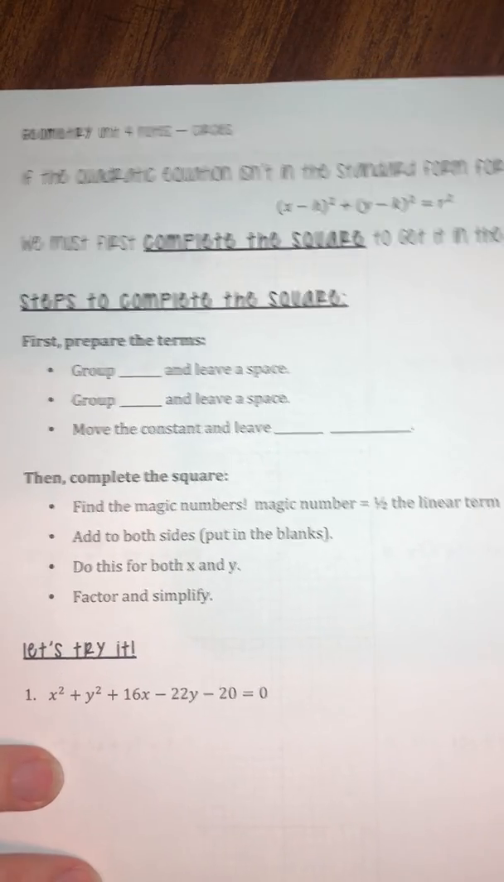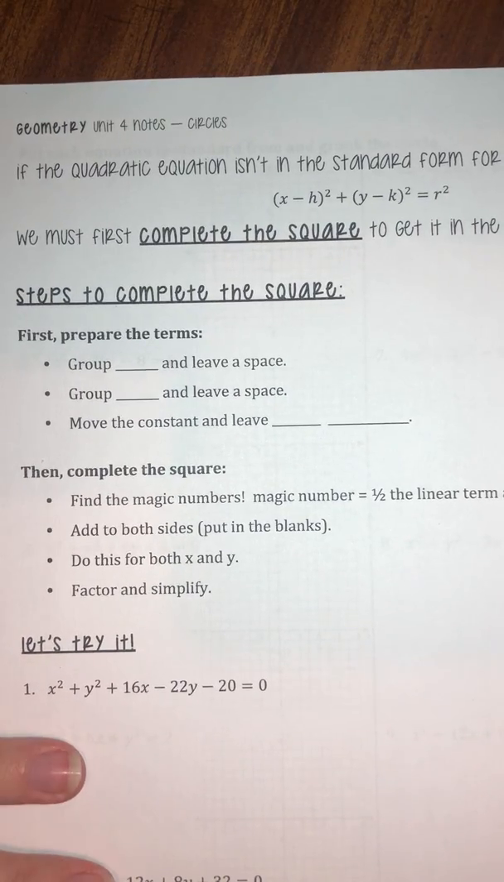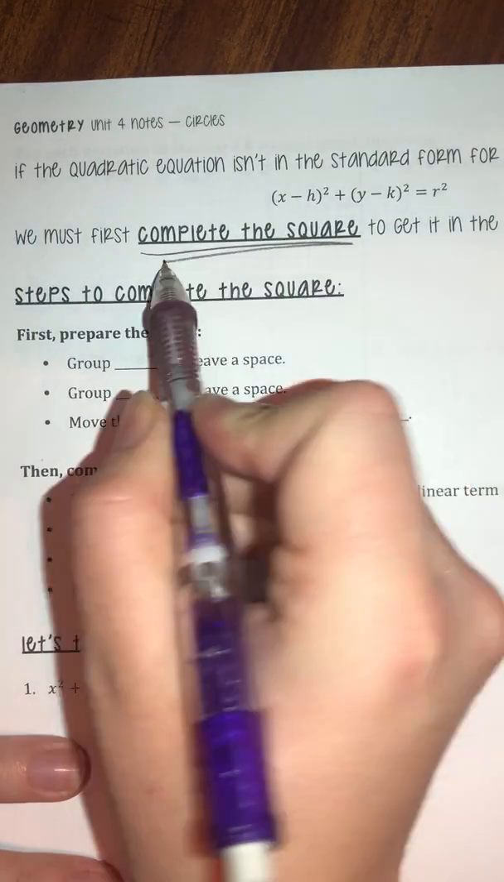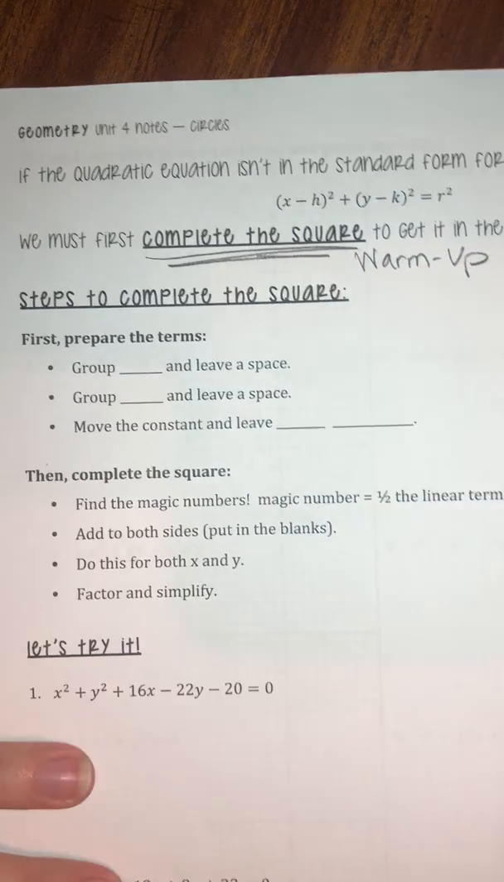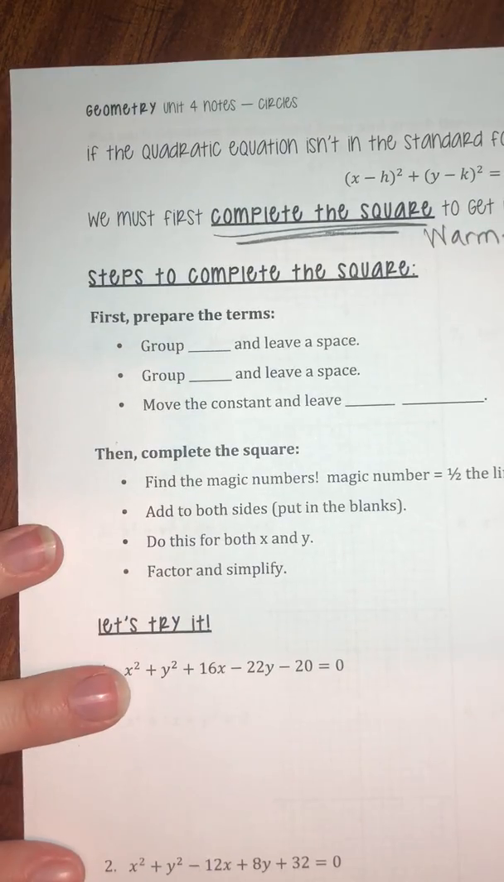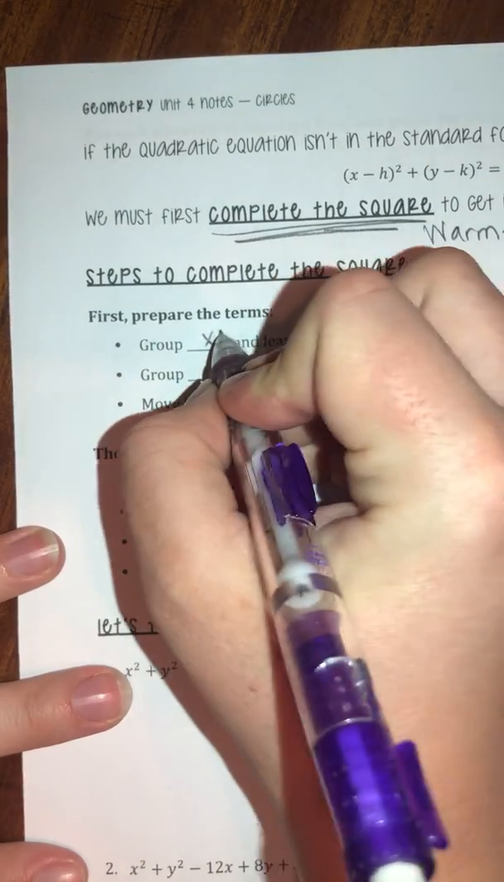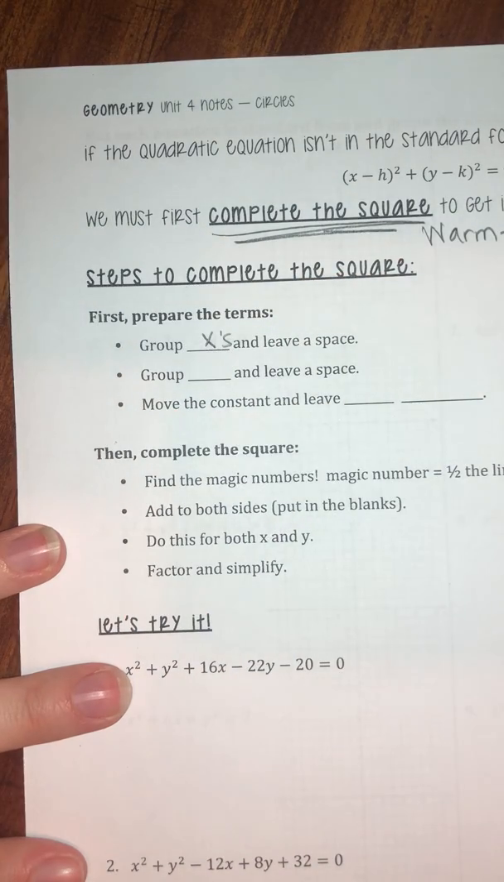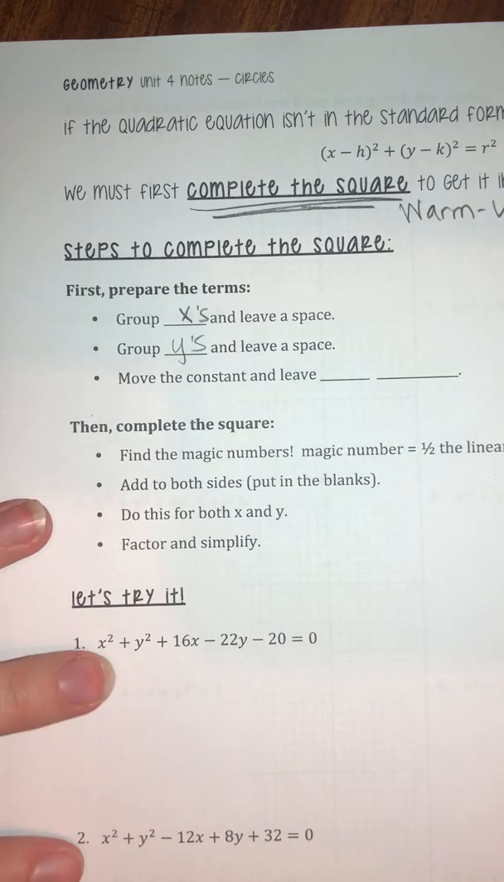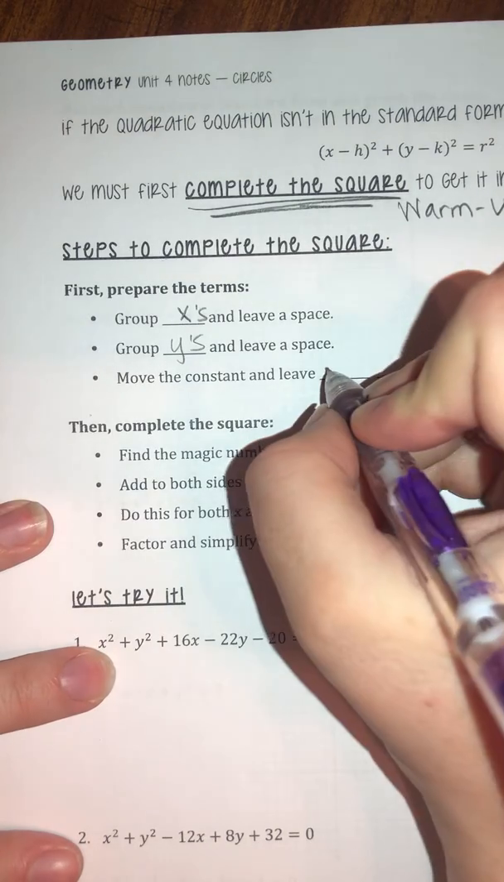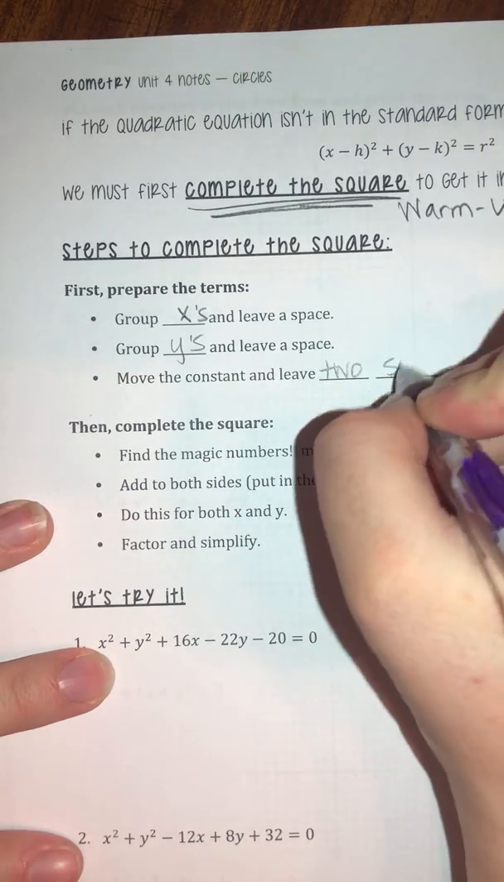So on the next page, page 16, it talks about completing the square, okay? That's what we've been doing on our warm-ups all this week, okay? So as a reminder, completing the square, first you group the x's and you leave a space. Then you're going to group the y's and leave a space. Then you're going to move the constant over to the right side and leave 2 spaces.